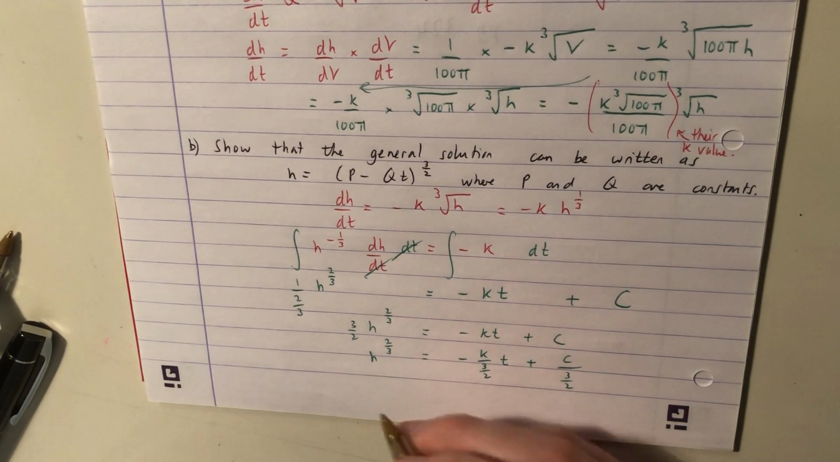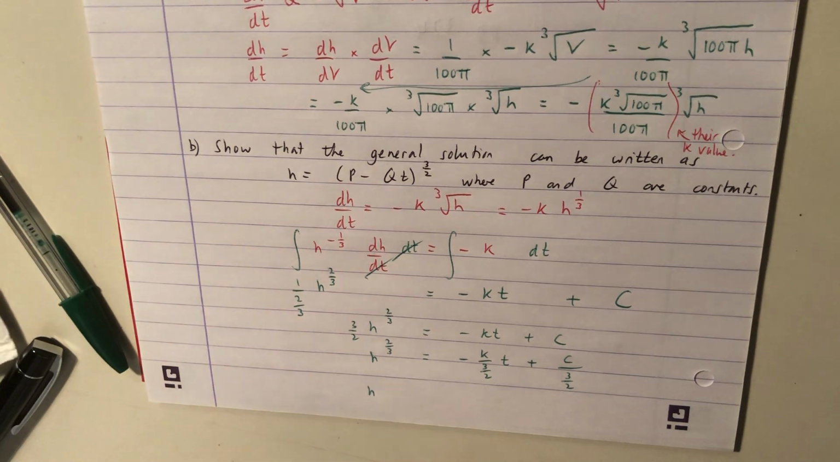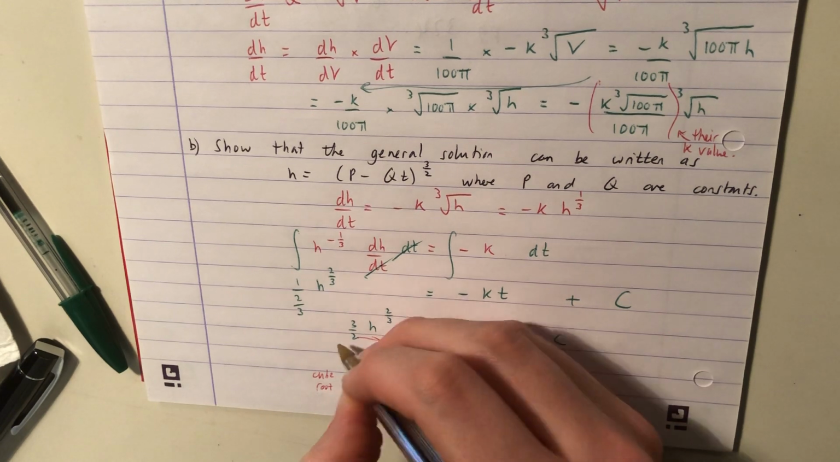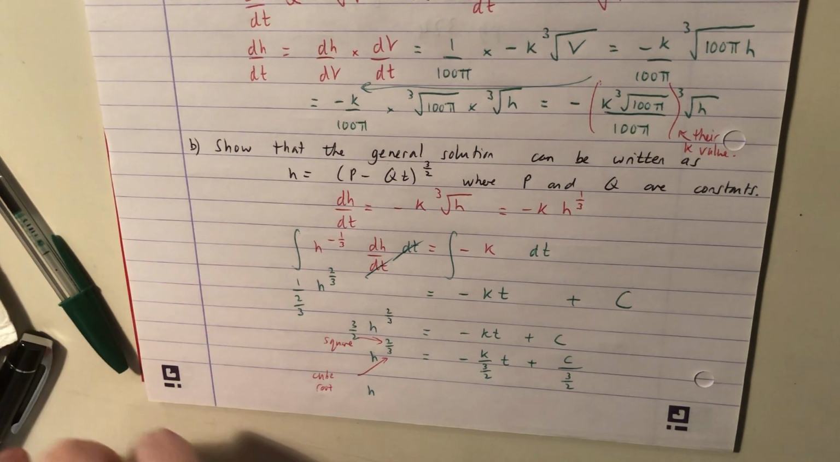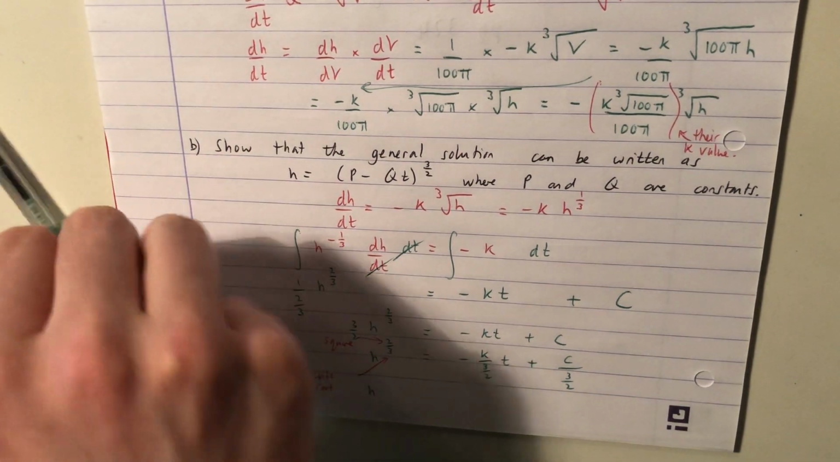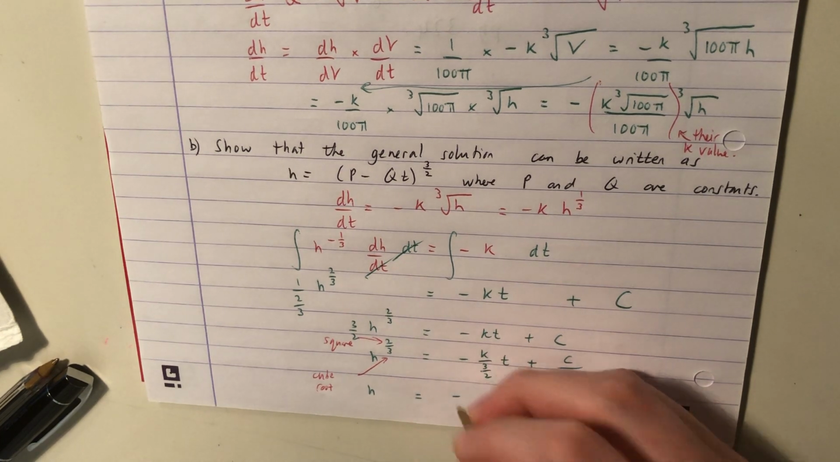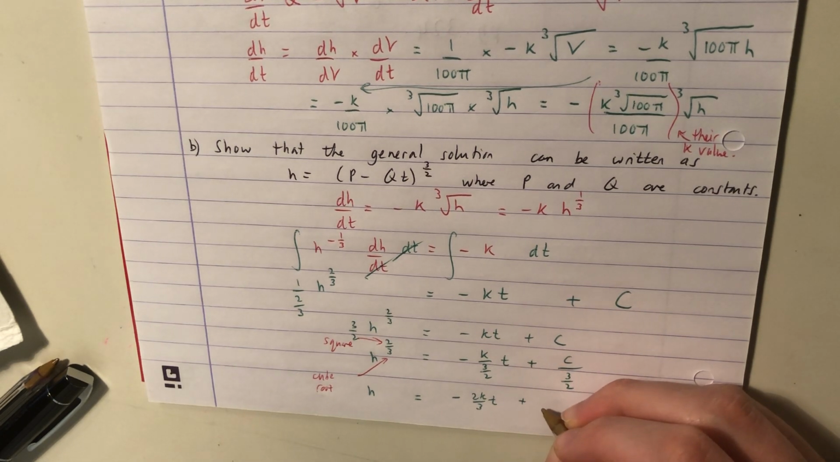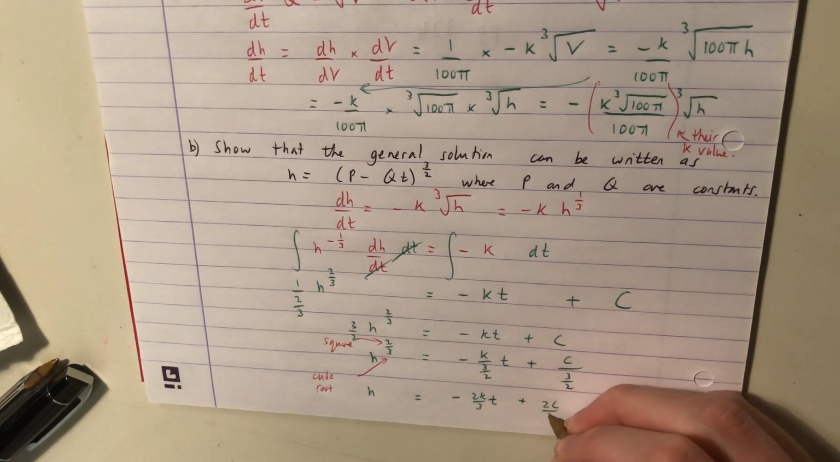And then how do you make h the subject? Well, remember that bit there means cube root, and that bit there means square. So you have to do the opposite of those to get h as a subject, which is cubing everything and then square rooting everything. So if you did that, this is equal to, again, you could tidy these up, it doesn't actually make much of a difference, 2k over 3t plus, because this is a constant, again, it doesn't actually matter, but 2c over 3.